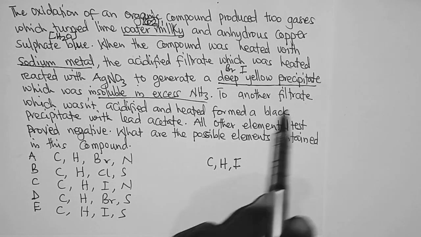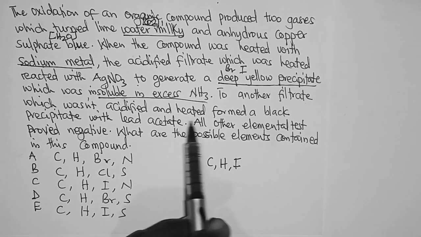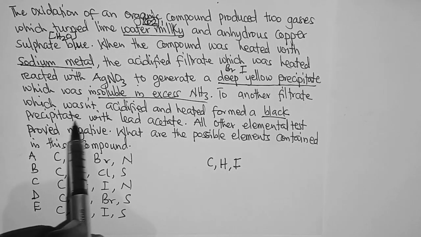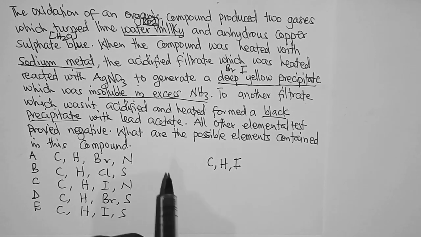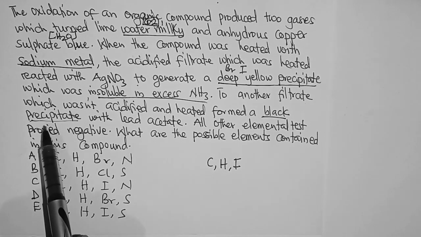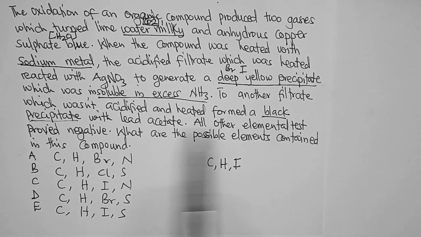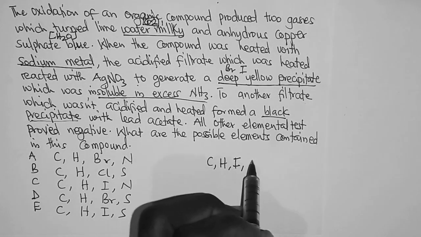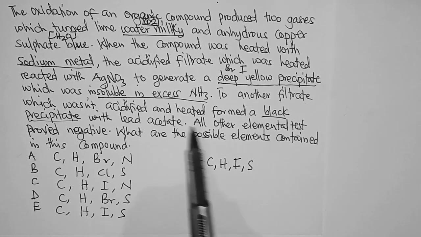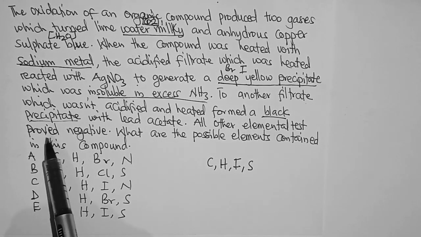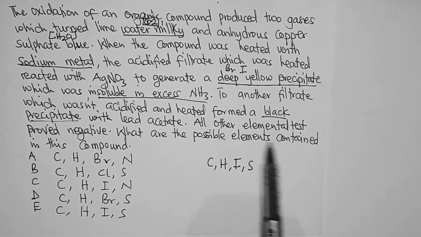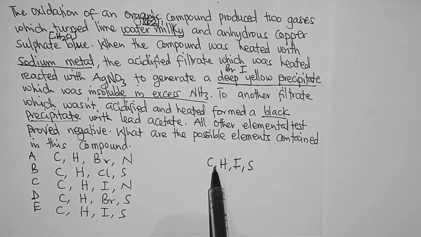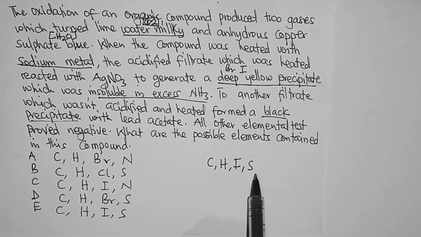And he says that another filtrate which wasn't acidified, when heated, formed a black precipitate. The black precipitate speaks about sulfur compounds. So he says that it formed a black precipitate with lead acetate. So there is sulfur in the compound. He says all other elemental tests proved negative. What are the possible elements contained in this compound? So the possible elements are carbon, hydrogen, iodine, and sulfur.